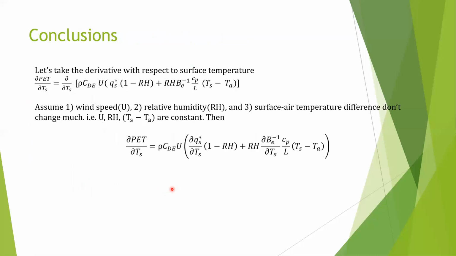Next, let's take the derivative with respect to the surface temperature. Assuming the wind speed, relative humidity, and the surface air temperature difference don't change much, then we get the last equation. Note the Bowen ratio, the equilibrium Bowen ratio, is also depending on the surface humidity.